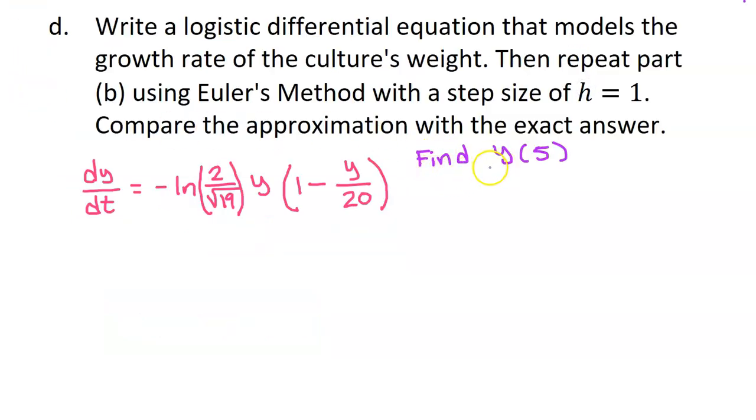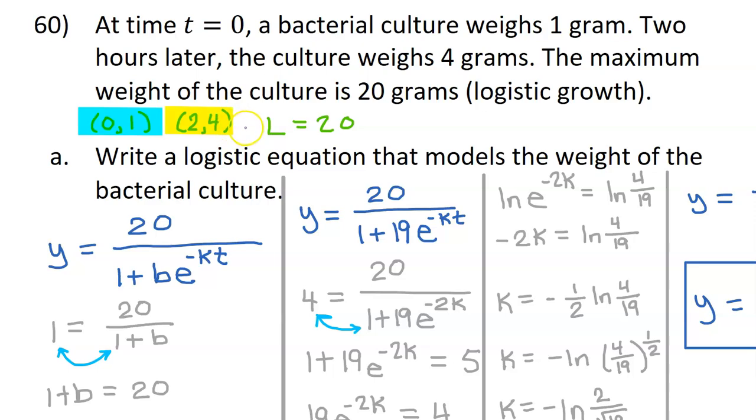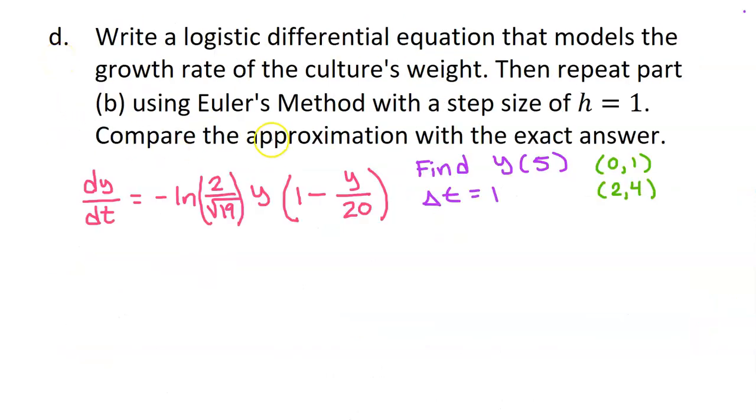So now we need to find y at 5 again, but this time using Euler's method with a step size of h equals 1. That means that delta t is equal to 1. For Euler's method, we need at least one initial point. In the setup of the problem, we were given 2 points, (0, 1) and (2, 4). I covered Euler's method in a previous video, so if you're not familiar with it, you should watch that video first. You can either click the link that appears in the upper right hand corner or find the link in the description.